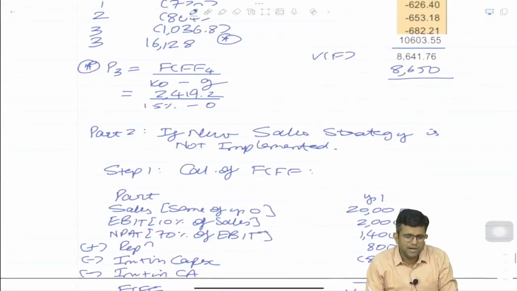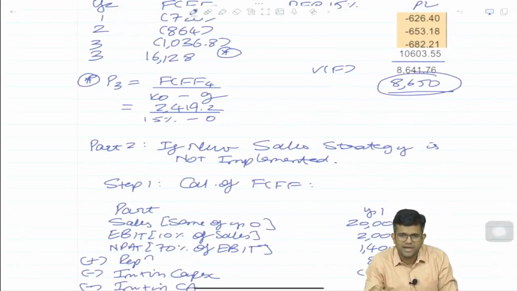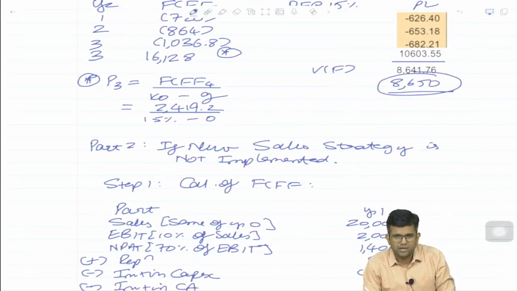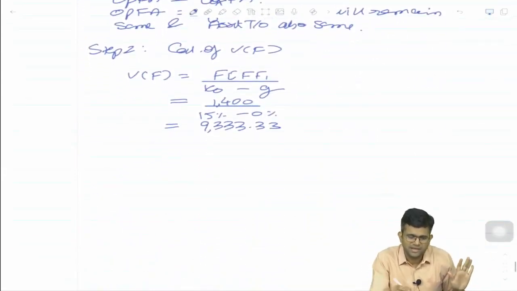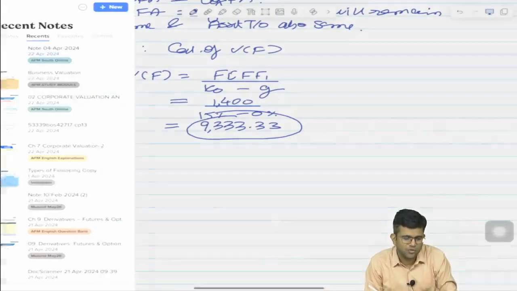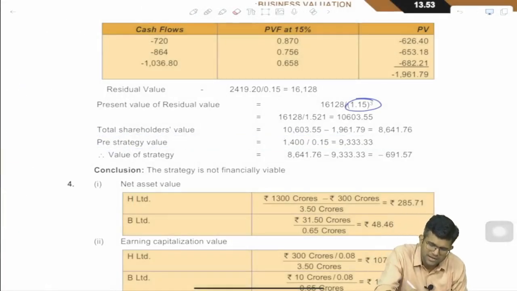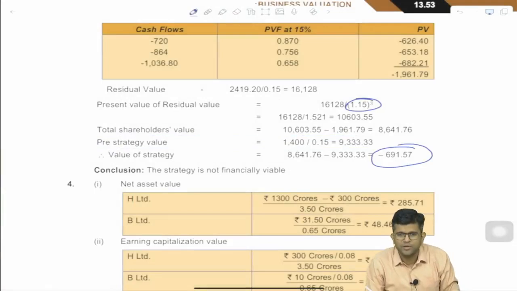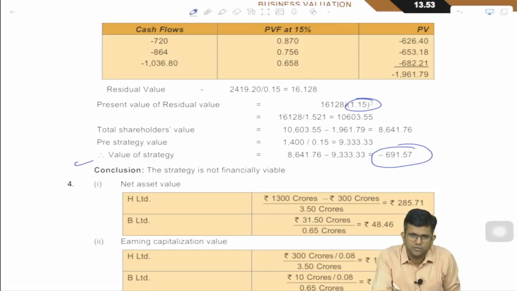So students, tell me, last step, last line. If you implement sales strategy, can I say the value of the firm is 8650? If you quietly go ahead without implementing sales strategy, can I say your valuation is 9333? So what is ICAI saying? Value of the strategy comes negative. I hope you are able to understand. The value of the strategy comes negative. Everybody clear?